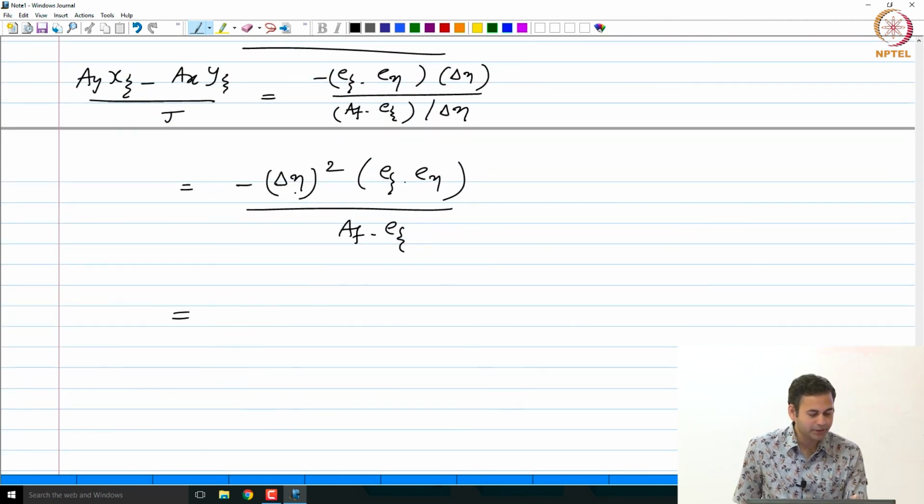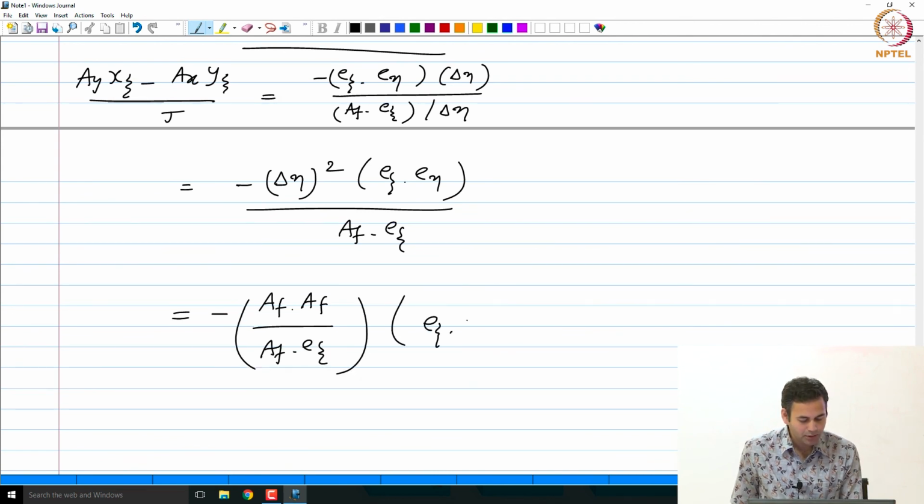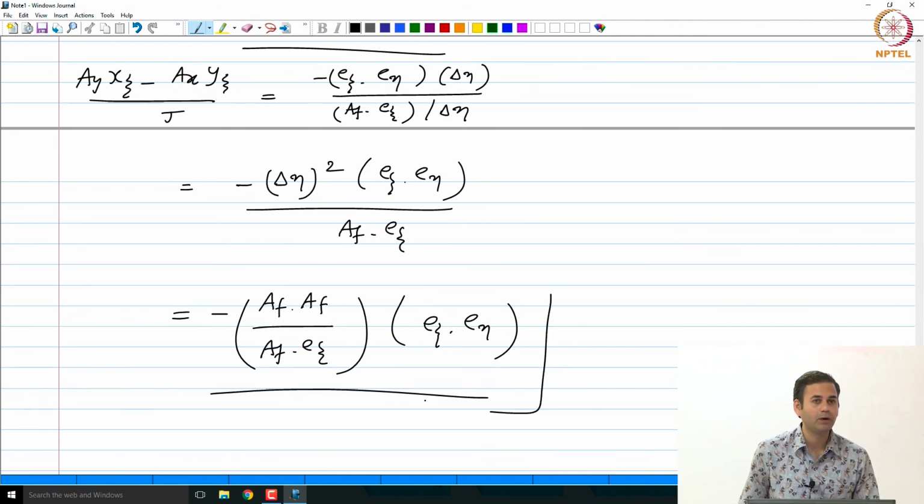I would like to rewrite this thing. Delta eta square is nothing but what? af dot af. So this I would like to write as minus af dot af upon af dot e xi times e xi dot e eta. Okay? So this is the another expression multiplying partial phi partial eta. Right? Okay.